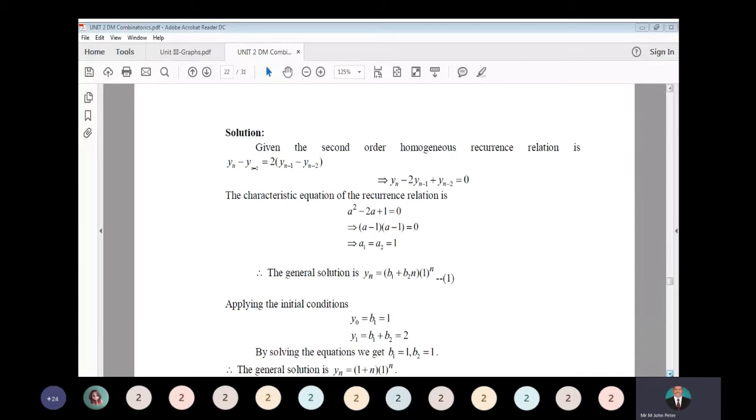So it is a repeated root. As I said in the previous problem, we can write the general solution as y n equal to b1 plus b2n into 1 power n. Here the root is 1. If some other value is there, use that value power n. Suppose minus 2 is the root, we can write b1 plus b2n into minus 2 power n. Like that you can write.